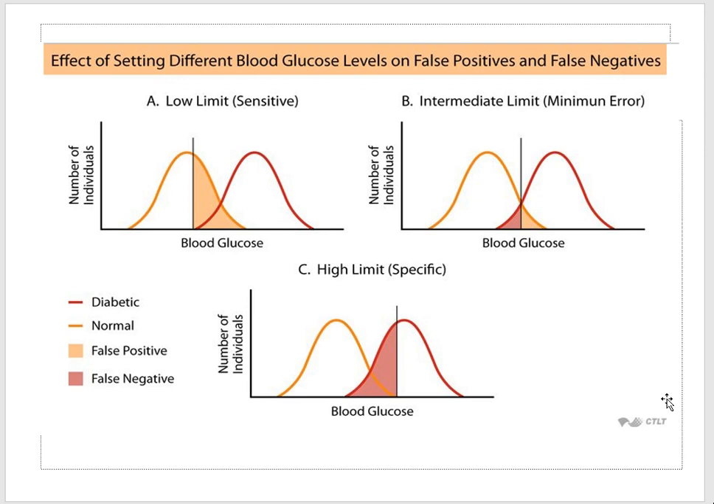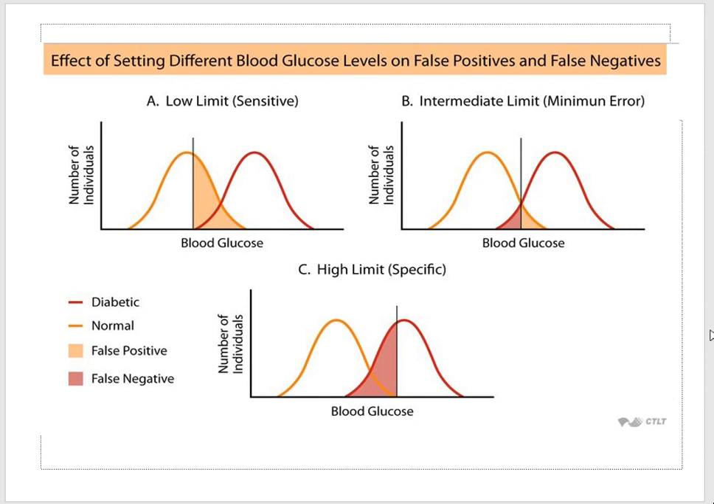For blood glucose, the same thing. For blood pressure, where do you draw the limit for considering somebody to be hypertensive? The idea is the higher the limit is, the less false positive you're going to have, but you're going to get more false negative. And the lower the limit is, the more false positive.